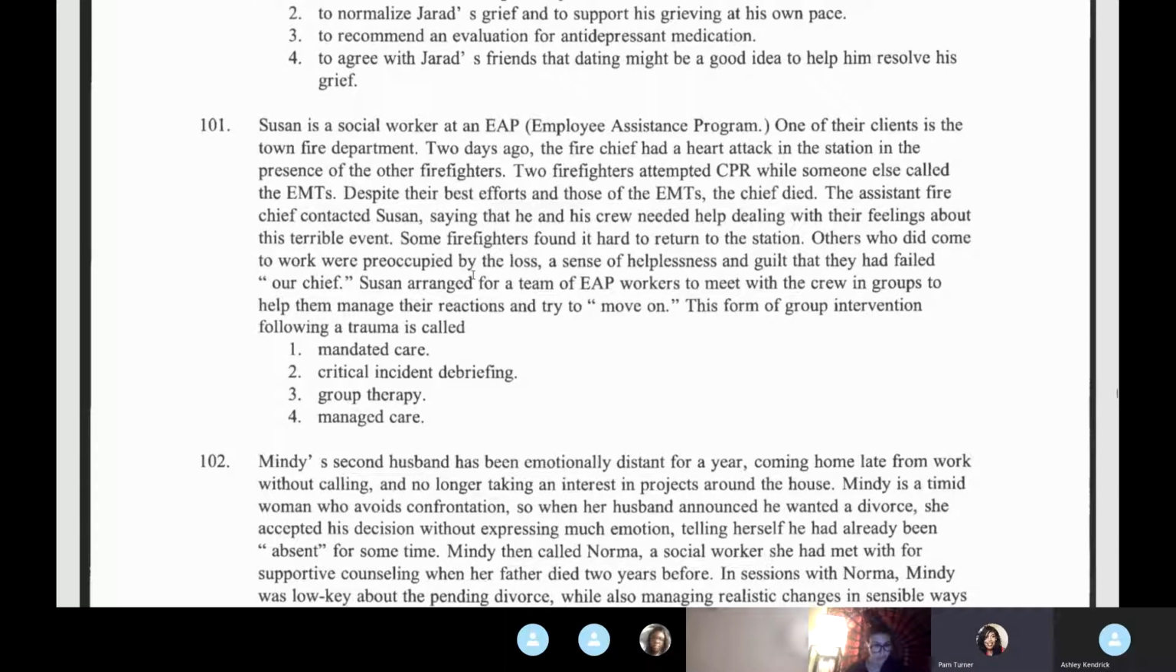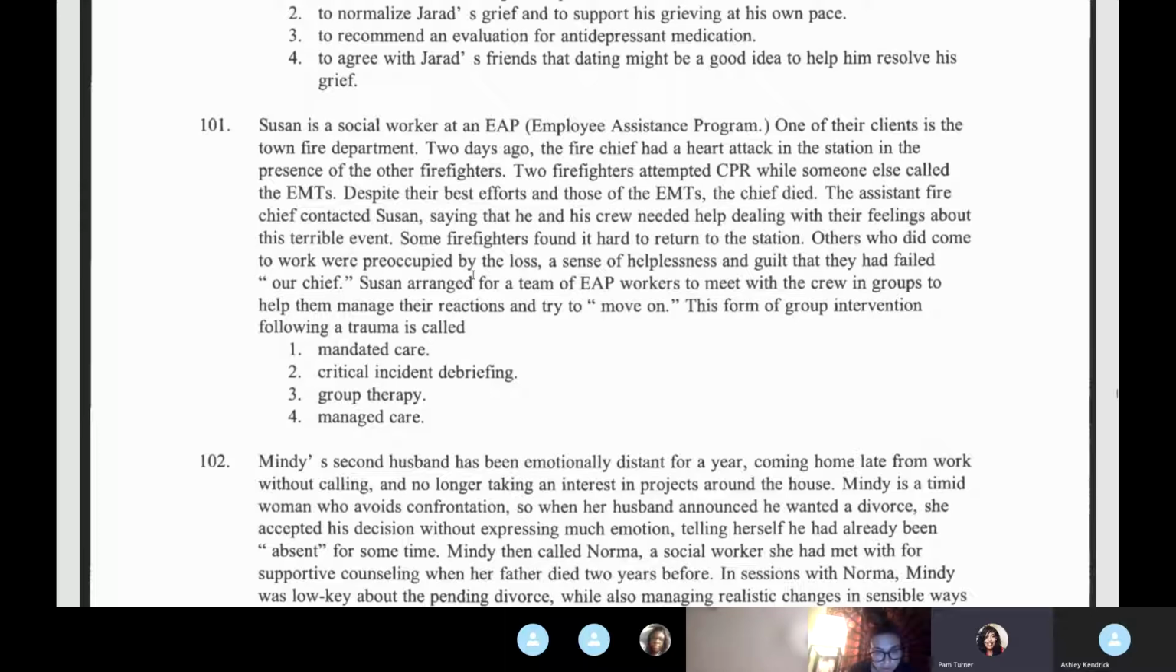Susan, at number 101, is a social worker at an EAP, Employee Assistance Program. One of their clients is the town fire department. Two days ago, the fire chief had a heart attack in the station in the presence of other firefighters. Two firefighters attempted CPR while someone else called the EMTs. Despite their best efforts and those of the EMTs, the chief died. The assistant fire chief contacted Susan, saying that he and his crew needed some help dealing with their feelings about this terrible event.